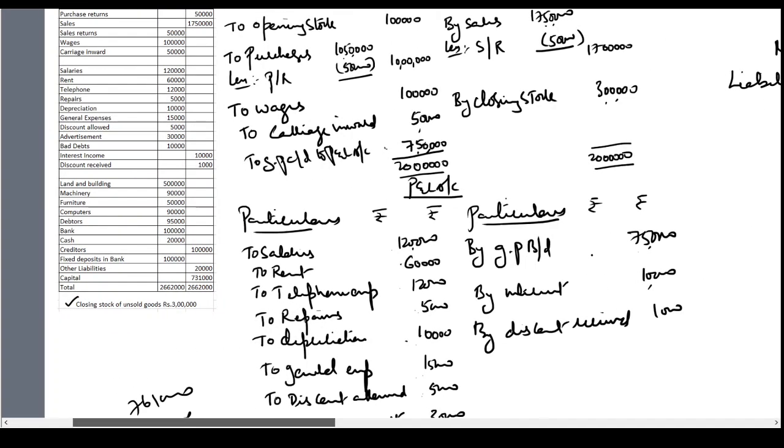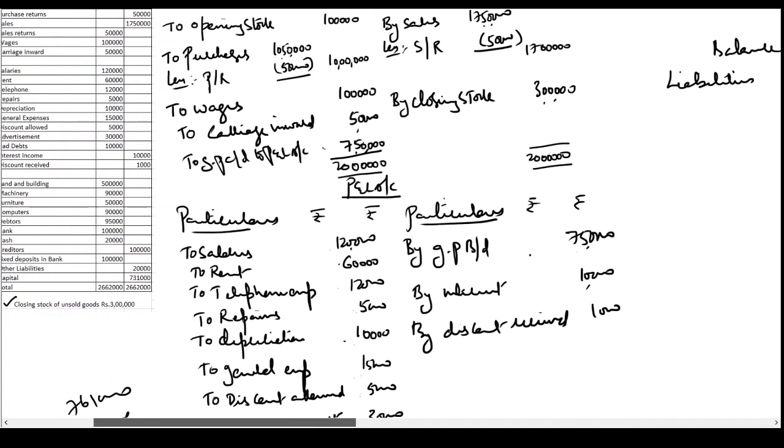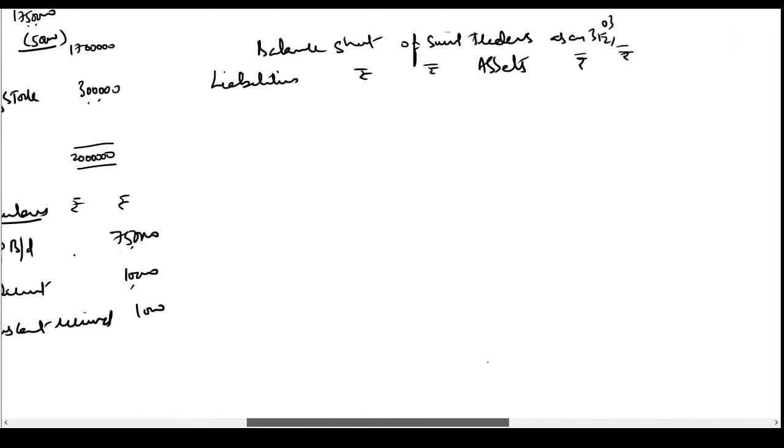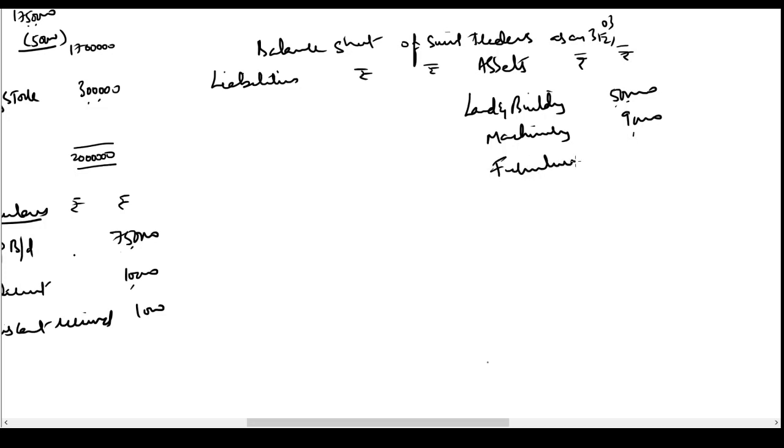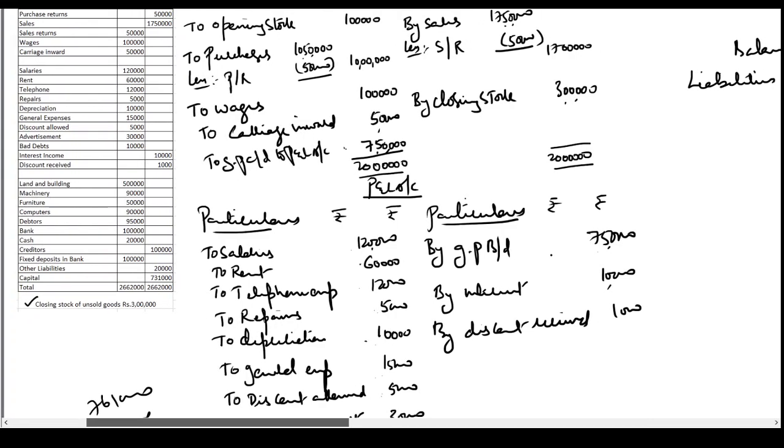Let us see what are the assets Mr. Sunil is having. Land and building is 5 lakh, machinery is 90,000, furniture is 50,000. Land and building 5 lakh. Machinery 90,000. Furniture. These assets, these accounts cannot be closed, that is why they are listed in the balance sheet, and the balances will be brought into the books of next year by passing of an opening entry.